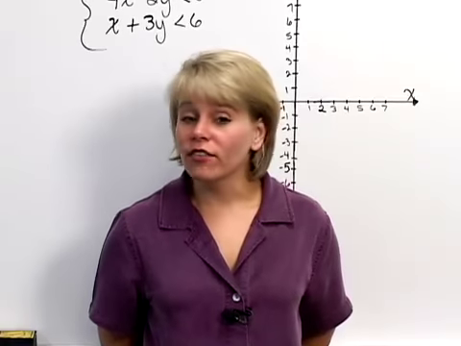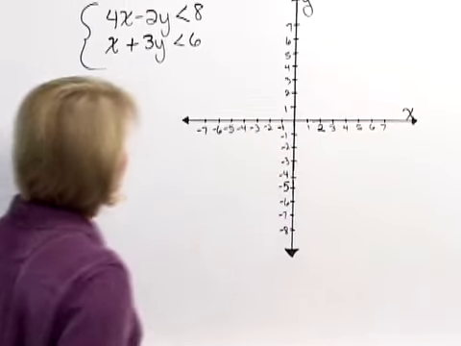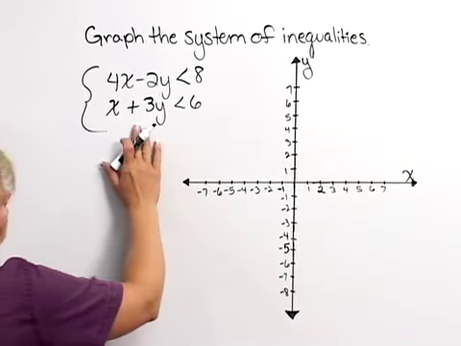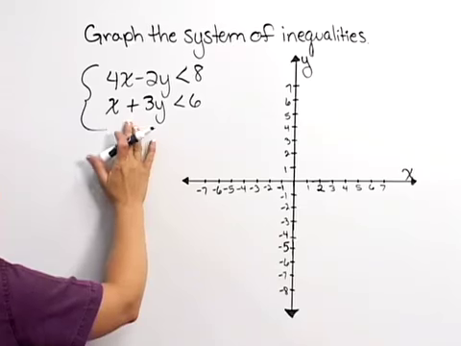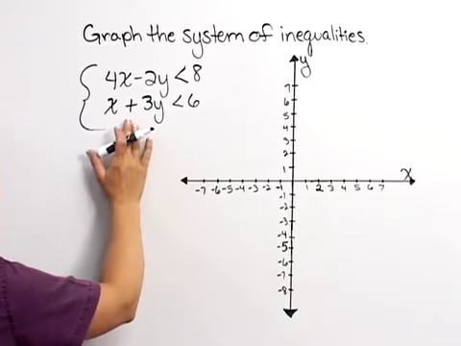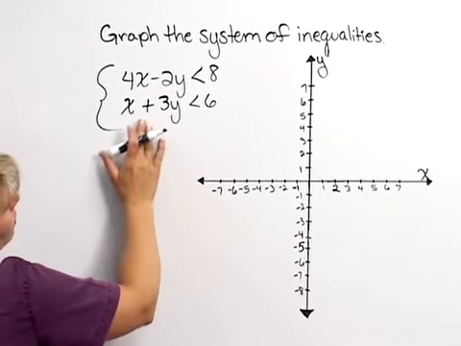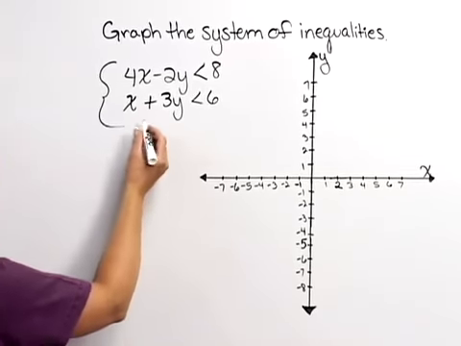Let's take a look at graphing systems of inequalities. We have a system of inequalities right here that we're going to graph. We're going to graph the first one, see what it looks like, then graph the second one and see what it looks like. Where the shading for these two overlap is where our solution is.